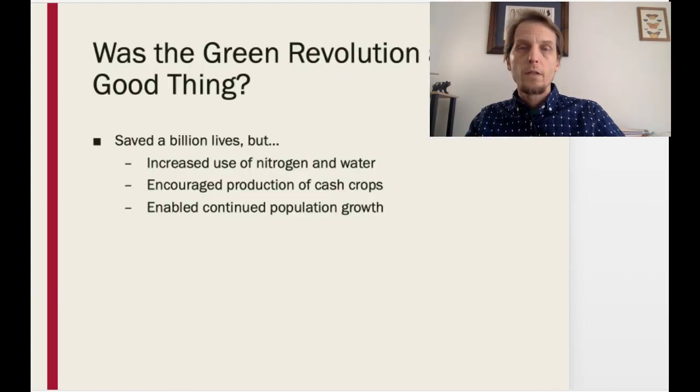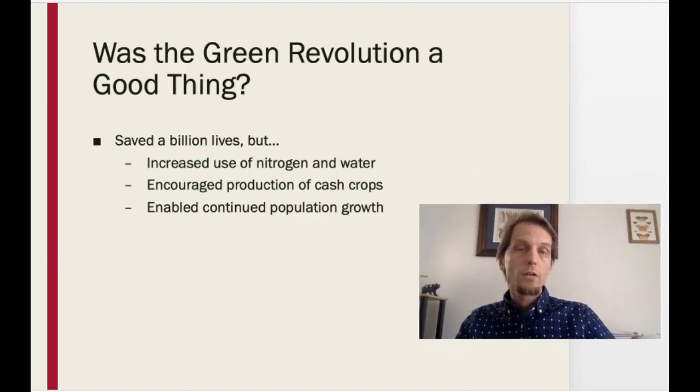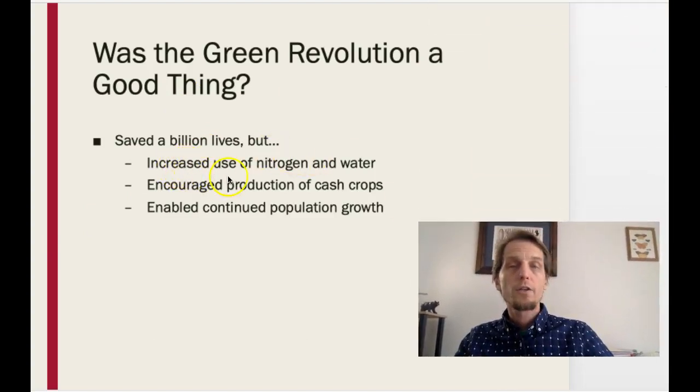Very interesting. Was the Green Revolution a good thing then? Well, it did save 1 billion lives, but it increased use of nitrogen and water. It encouraged production of cash crops and enabled continued population growth, which is, for some people, the very root of the problem. We can't control population. I mean, America sends a lot of money to Mexico. We send a lot of condoms.